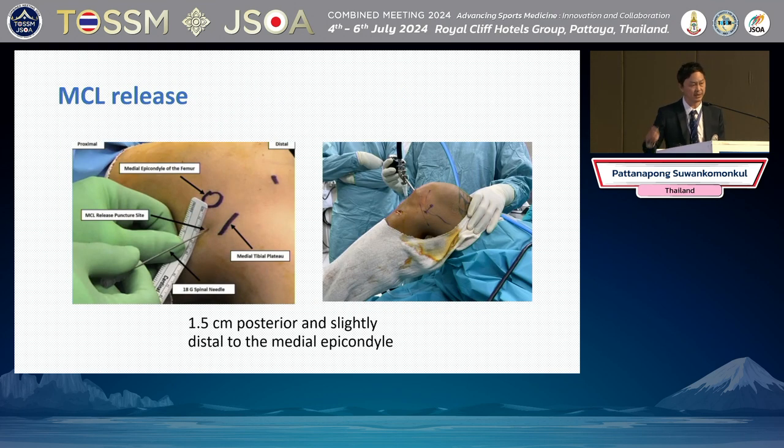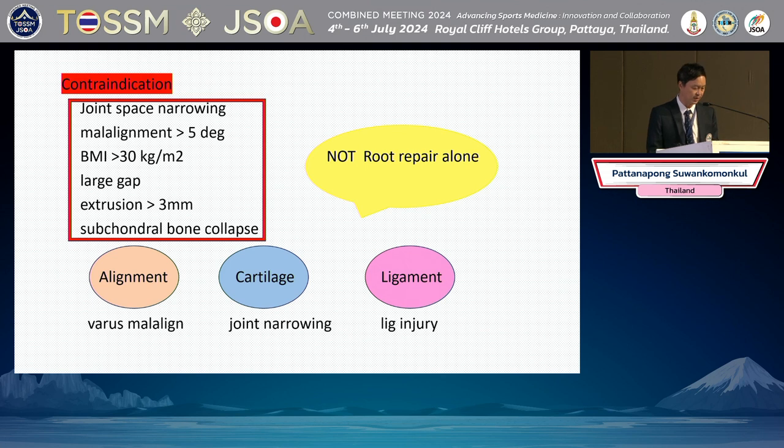Sure, because if you do not have enough space medially, you should release the MCL. I use this technique 1.5 centimeters posterior and distal from the medial epicondyle. So what are the contraindications? In the box you see: narrow joint space, alignment not good, more than 5 degrees, high BMI more than 30, lag gap of 8 millimeters, or extrusion more than 3, and subchondral bone collapse. These you cannot repair alone; you should not repair alone.